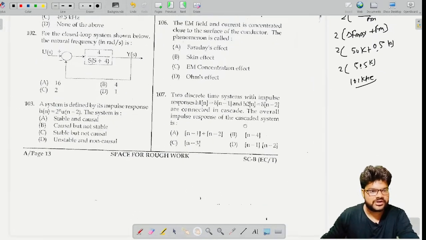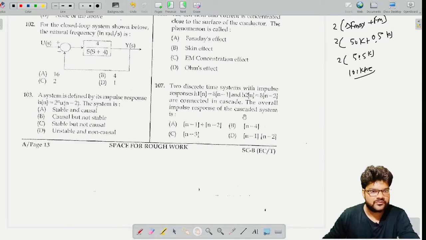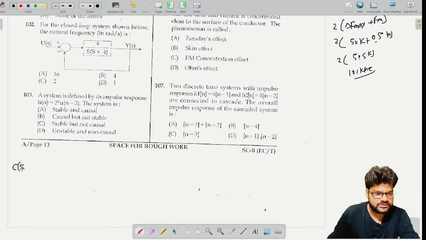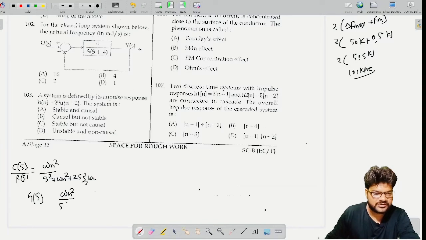Let us go to next question number 102. For a closed loop system shown below, we have to find out the natural frequency. This is a second order system, and for a second order system with unity negative feedback, the transfer function is C(s)/R(s) = omega n square upon s square plus 2 zeta omega n s. From this, if we write the OLTF, that is going to be omega n square by s into (s plus 2 zeta omega n).